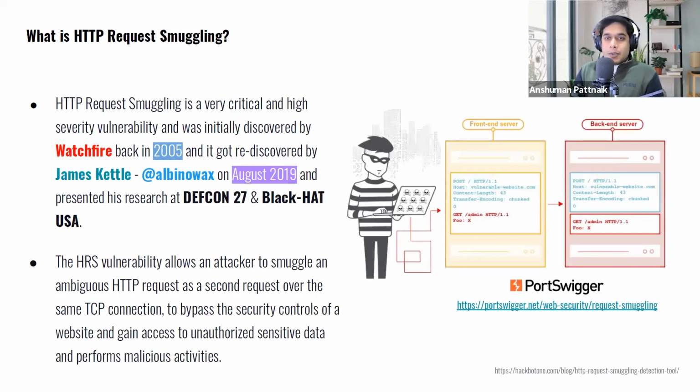HTTP request smuggling was first discovered by Watchfire back in 2005. In August 2019, the HRS vulnerability was rediscovered by James Kettle, the director of research at PortSwigger, who presented his research at DEF CON 27 and Black Hat USA. The HRS vulnerability allows an attacker to smuggle an ambiguous HTTP request as a second request over the same TCP connection to bypass the security controls of a website and gain access to unauthorized sensitive data to perform malicious activities.